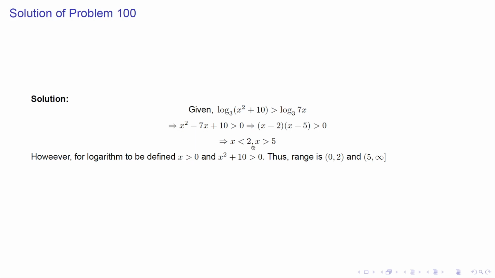So we will have two ranges, one between 0 and 2. For this, greater than 0 and less than 2 will form one range, and the second range would be x greater than 5, that is 5 to infinity.